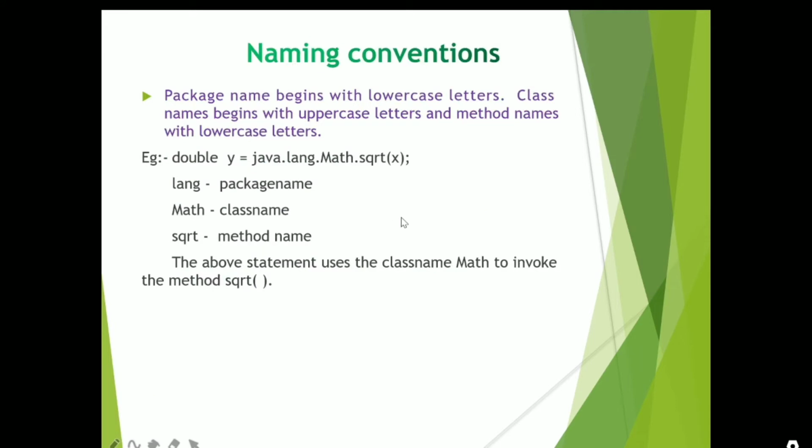And naming conventions. Generally, the package name begins with lowercase letters, class names always begin with uppercase letters, and method names are lowercase. For example, double y = java.lang.Math.sqrt(x). Here, lang is the package name, Math is the class name, sqrt is the method name. These are all combined by using the dot operator, which is used to invoke the method sqrt, which belongs to the Math class, which is included in the lang package. Like this, we can use the packages.